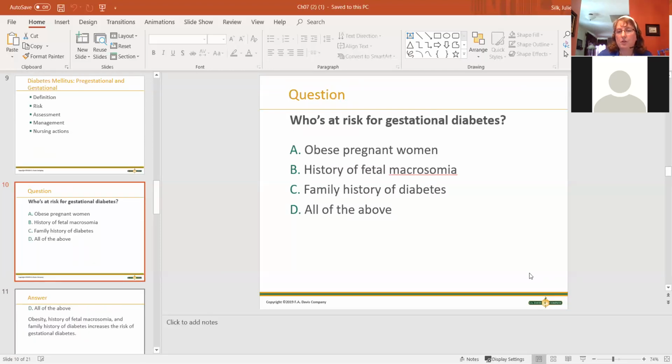Okay, so who's at risk for gestational diabetes? It's going to be D, all of the above.